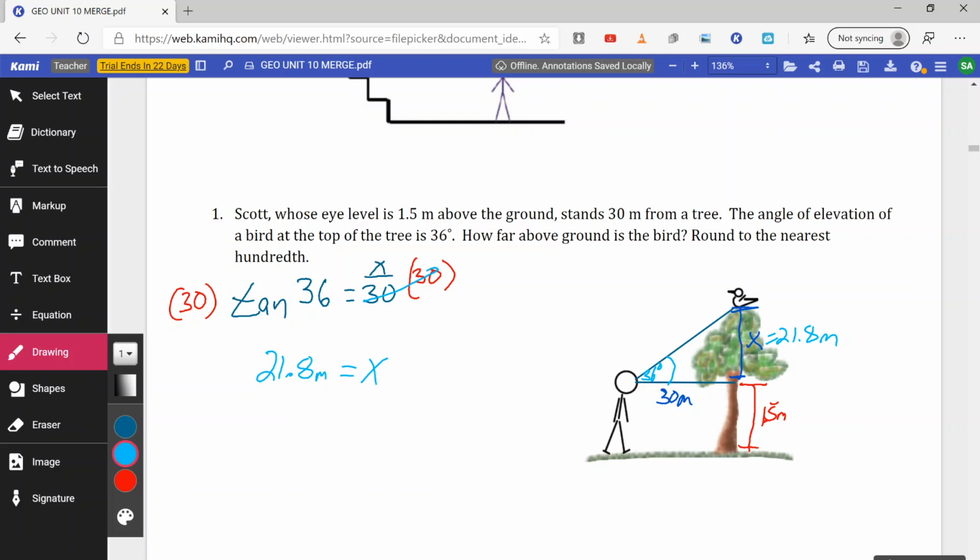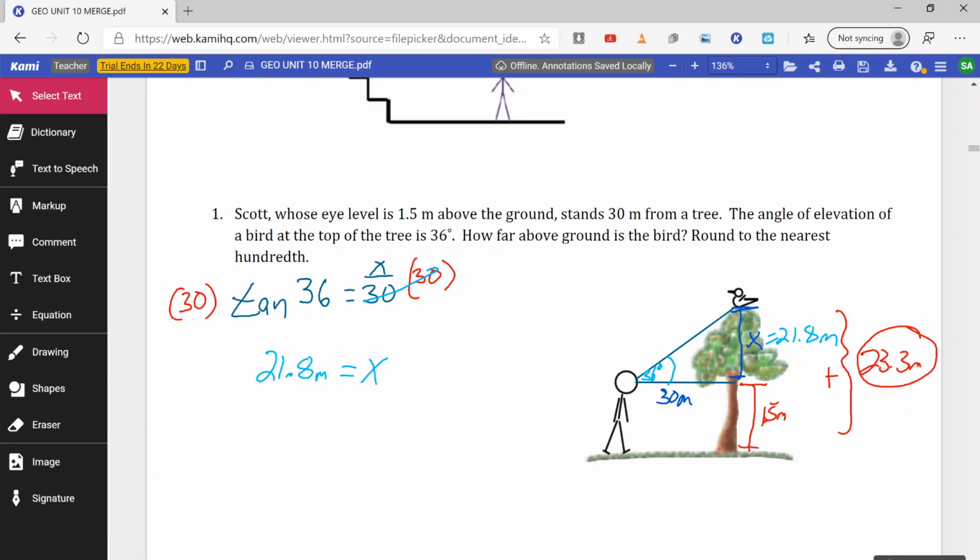Now the question was, how far above the ground is the bird? So this part is 21.8, but the line of sight down to the ground is 1.5. So we actually have to add the two of these things together. So 21.8 plus 1.5 gives me 23.3 meters. So the bird happens to be 23.3 meters from the ground.